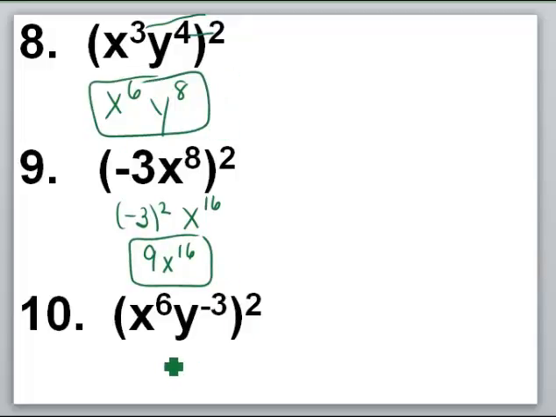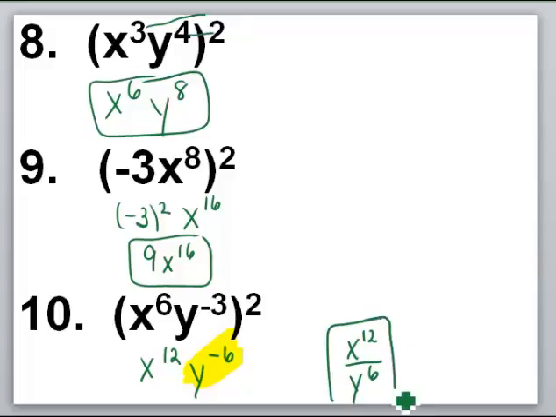On this example here, I have x to the 6 times 2 is 12, and then I have y to the negative 3 times 2, which is negative 6. This is the one that is not happy, so this is the one that needs to move. The x to the 12th is going to stay where it is, and the y to the 6 is going to move to the bottom of the fraction, so it becomes happy. And so my answer is x to the 12th over y to the 6th.